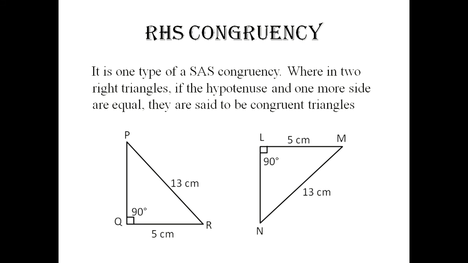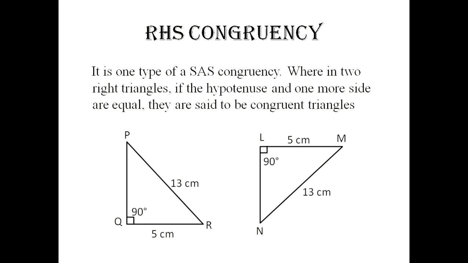Now moving to RHS congruency. As I already mentioned, it is one type of SAS congruency. In the diagram we can see that both are right angle triangles, and here angle Q and angle L in the different diagrams are 90 degrees. So one angle is equal. Also we can see that side PR is 13 centimeter and side MN is 13 centimeter. Side PR and side MN are both the longest sides of the two diagrams, so they should be the hypotenuse.